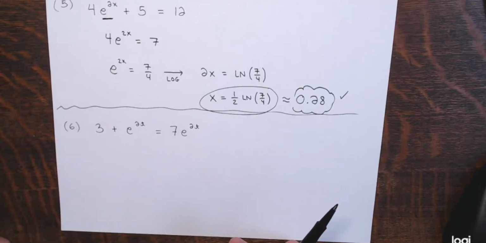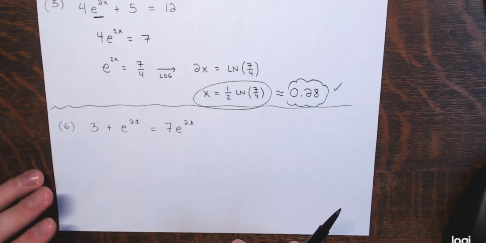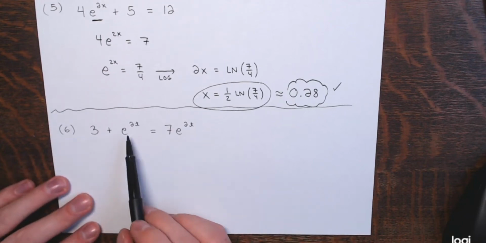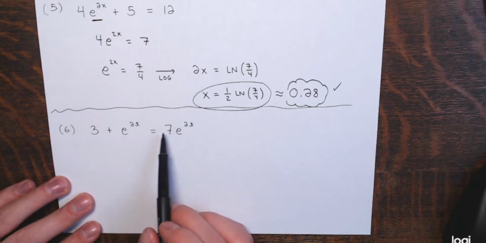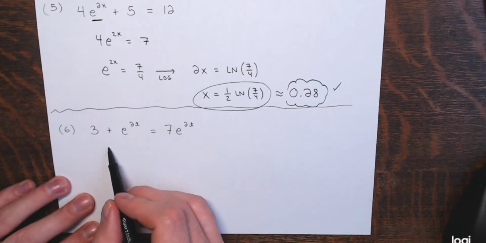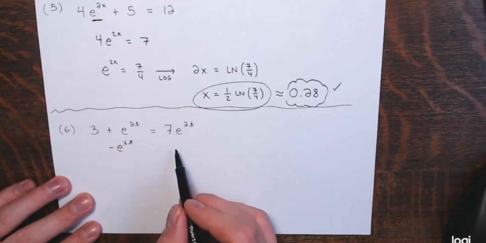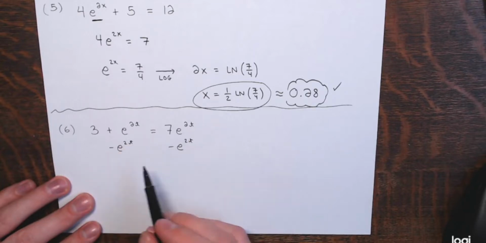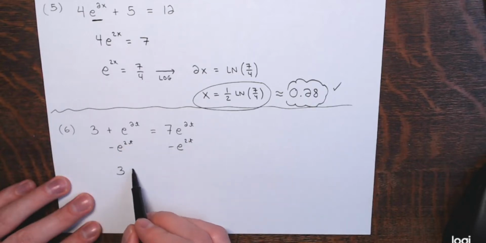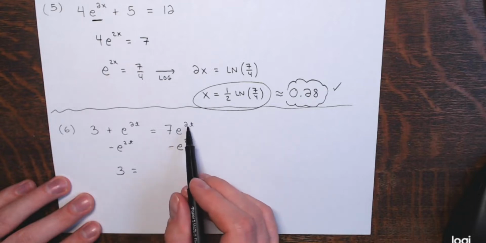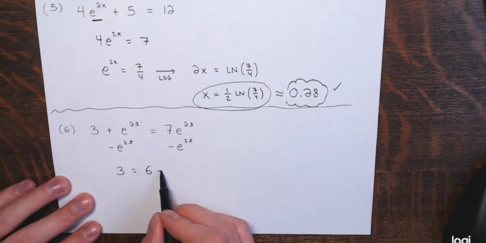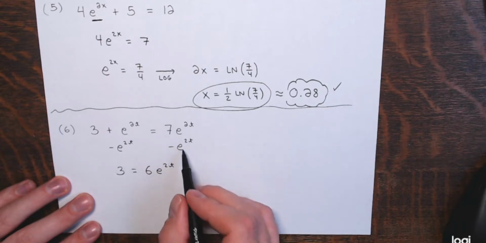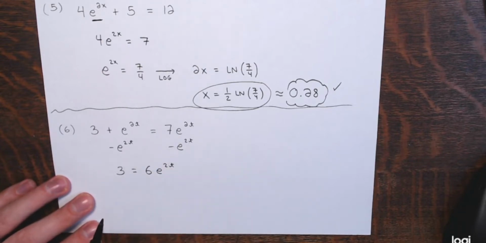Alright, now number 6 is maybe a little trickier, but not really. Because I got some like terms here. These are both e to the same power. So I can put things together, like I can put these together. If I subtract e to the 2t from both sides, you have 3 on the left equals, and then 7 e to the 2t minus 1 e to the 2t would be 6 e to the 2t. Right, those are like terms. They have the same base and power, so you can put the coefficients together.